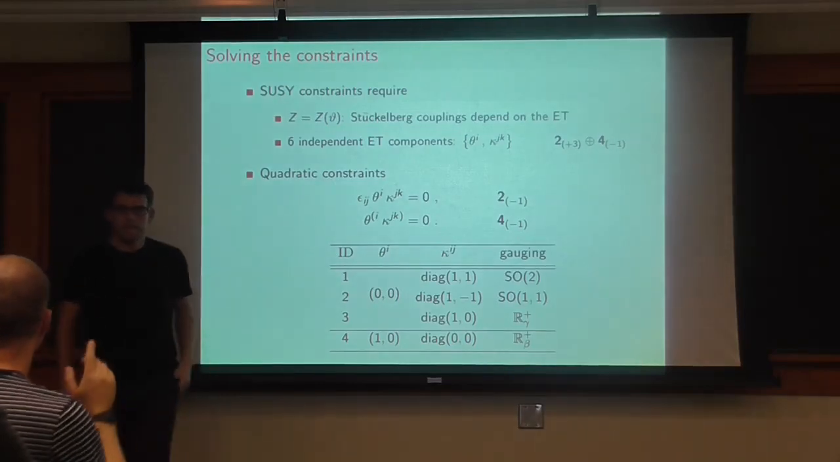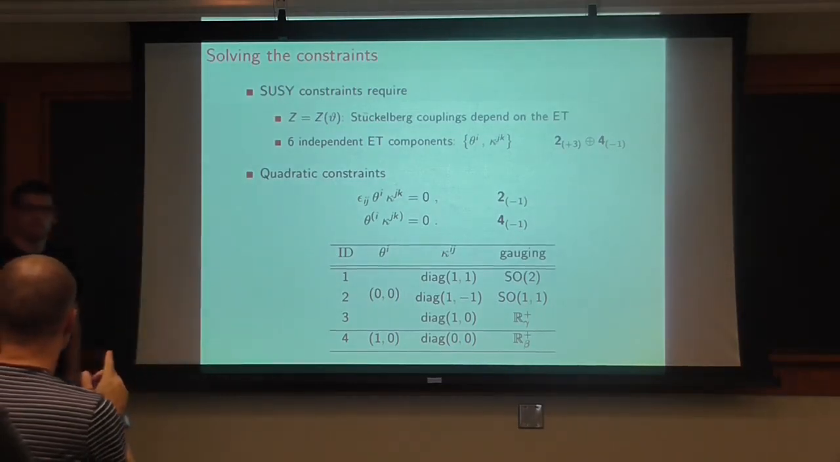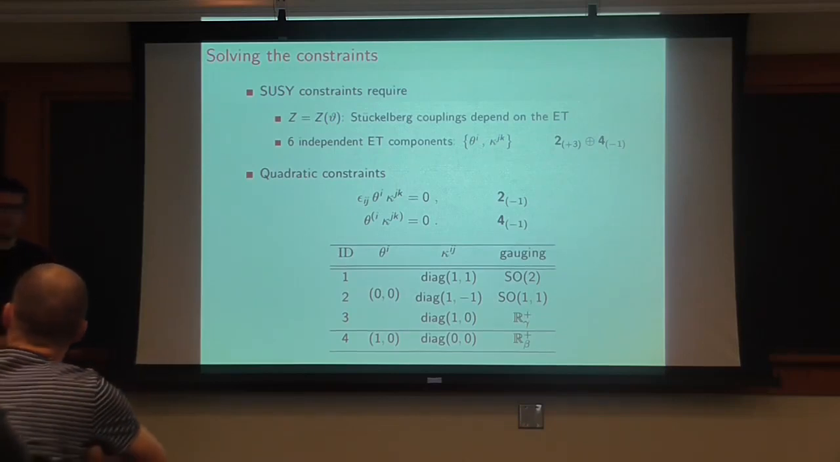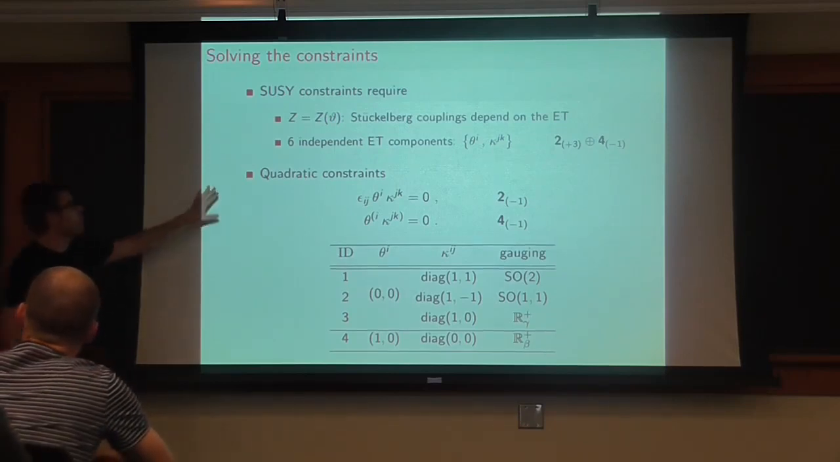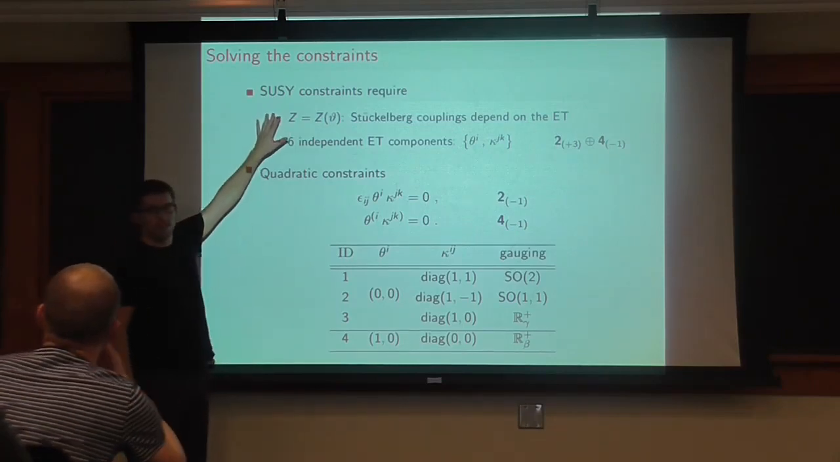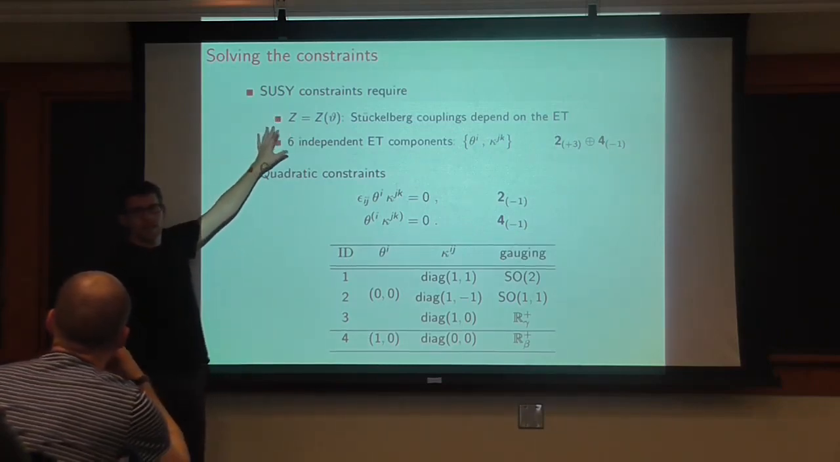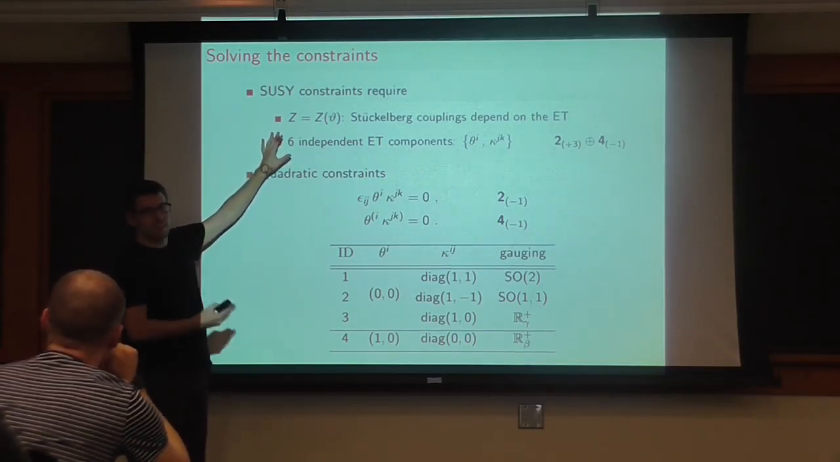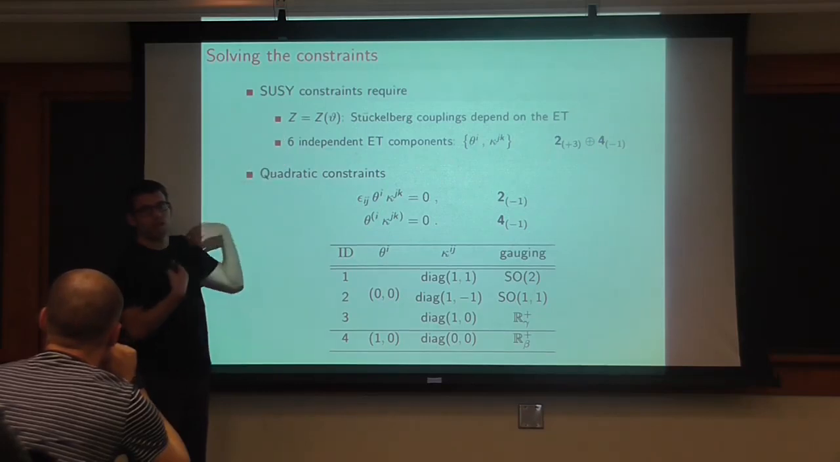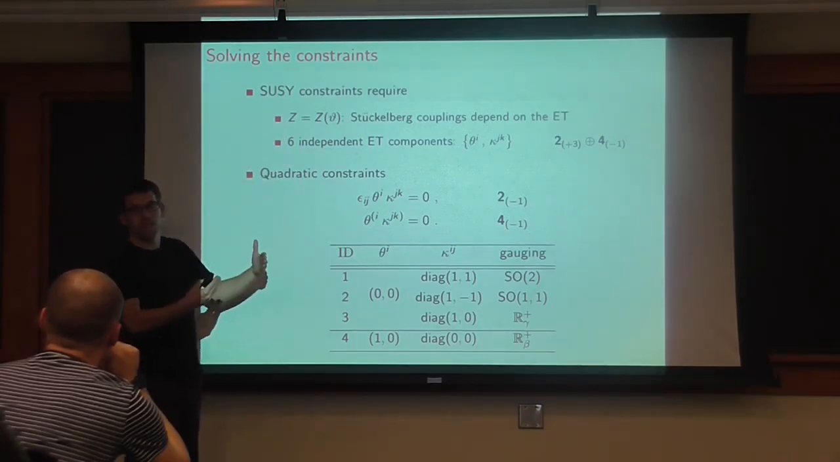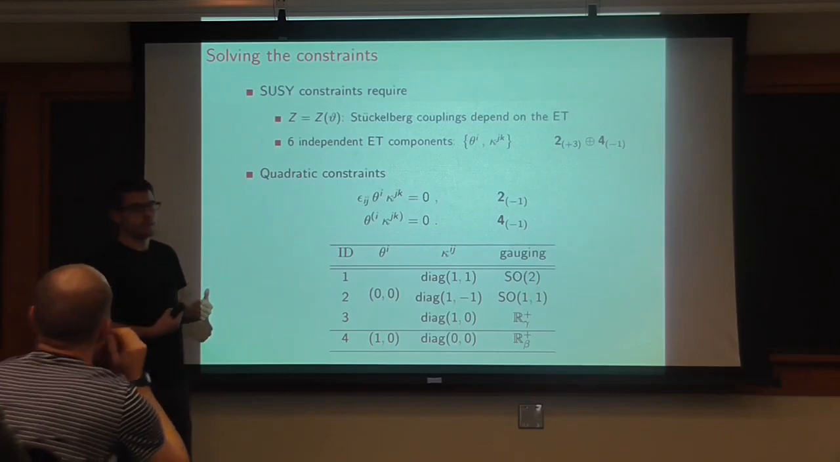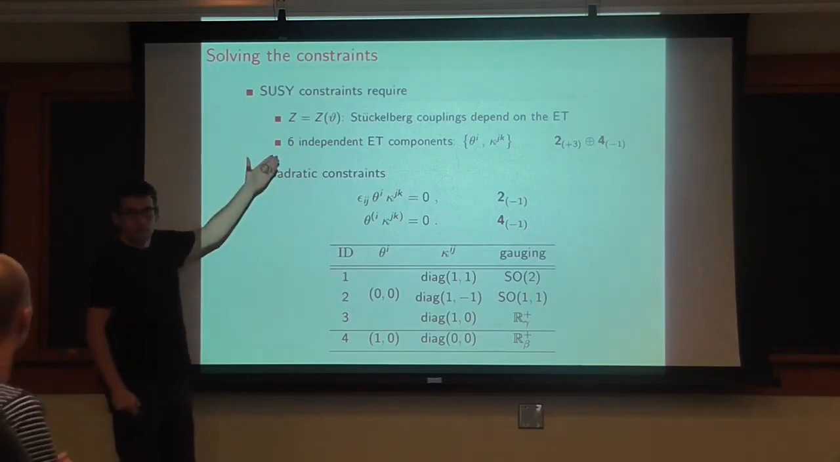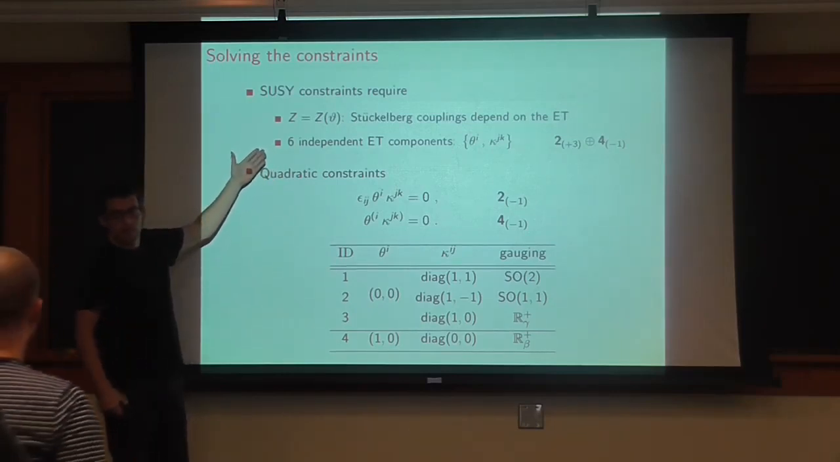So, sorry, when do the Stückelberg couplings not depend on the embedding tensor? No, here when I solve the linear constraint, I obtain that the Stückelberg coupling can be written in terms of the embedding tensor components. But that is not a general statement. Maybe you have some Stückelberg couplings, massive deformations, that are not gaugings. Okay. And in this case, that doesn't happen. Okay, but it is possible.